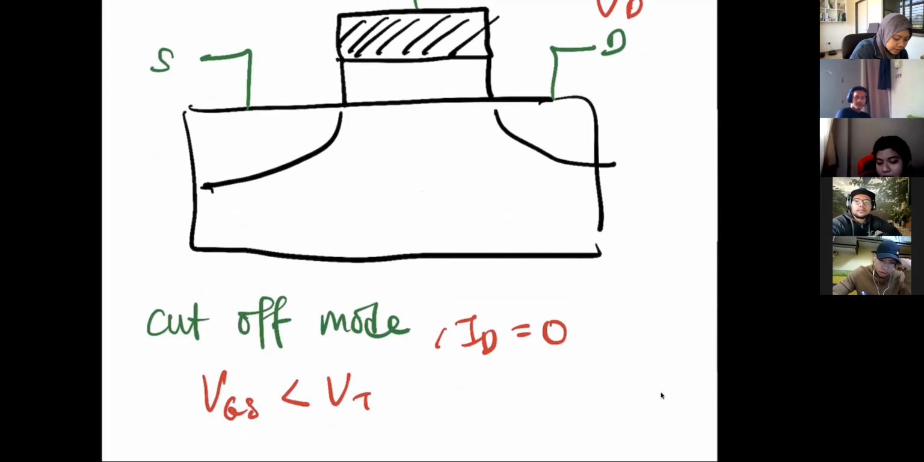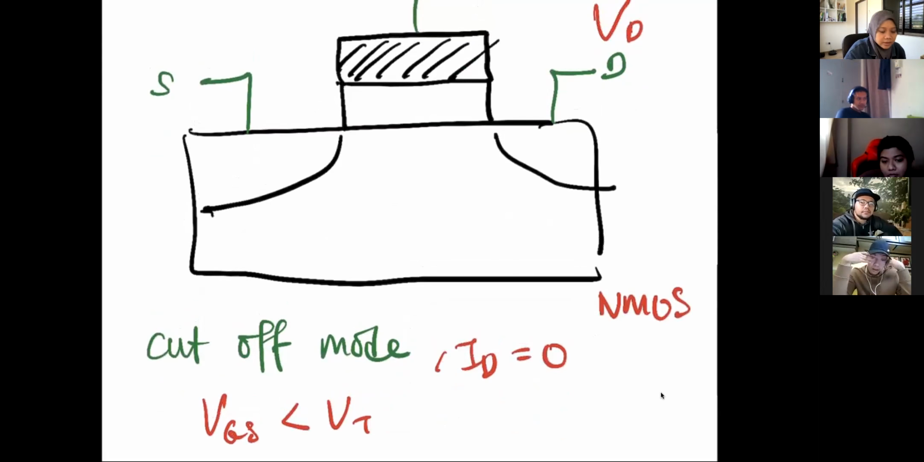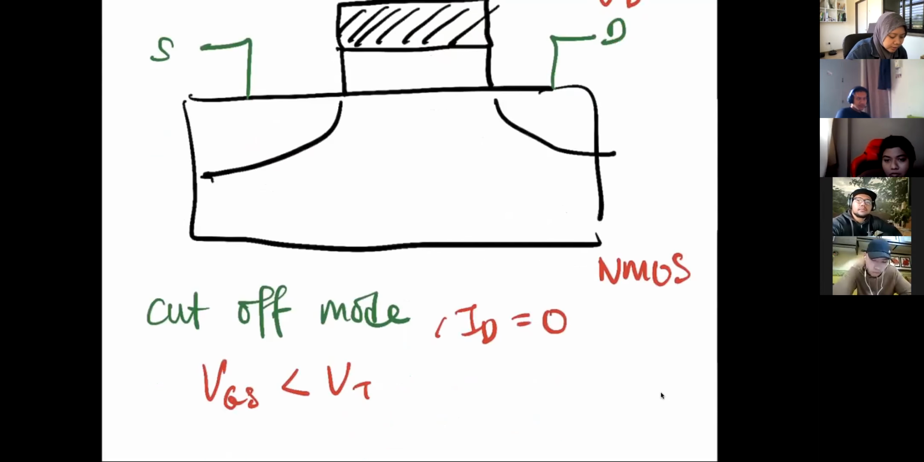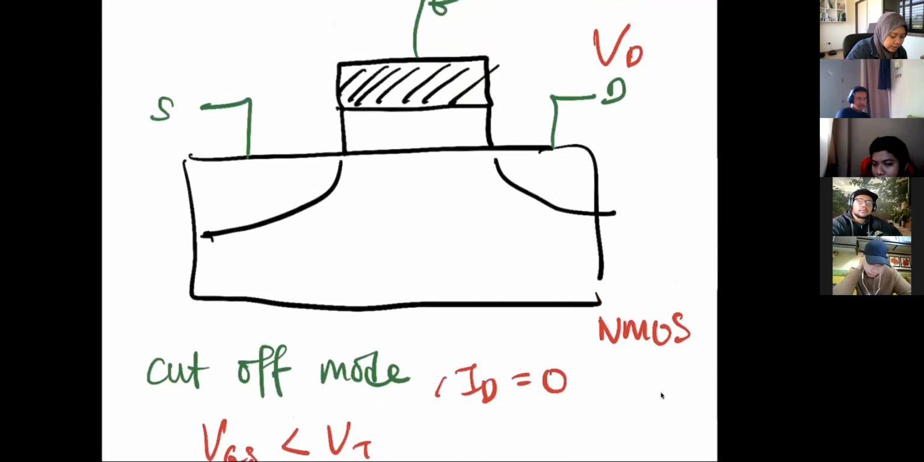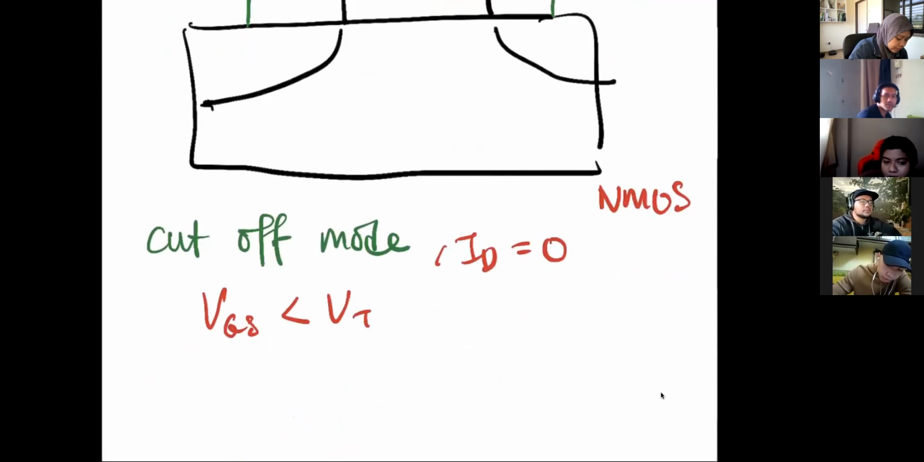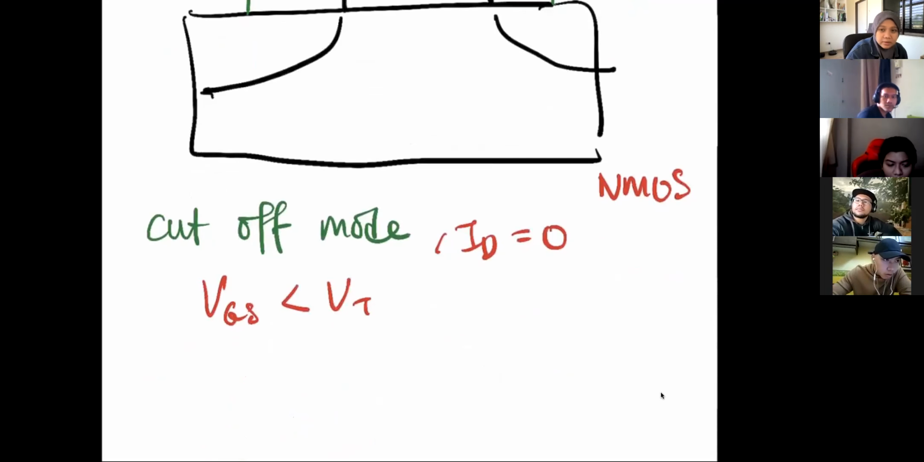Okay, so this is, let's call this NMOS. So this is an NMOS. Whenever you have that, there's no inversion channel, so therefore there's no current. Okay, next mode. What's the second mode?